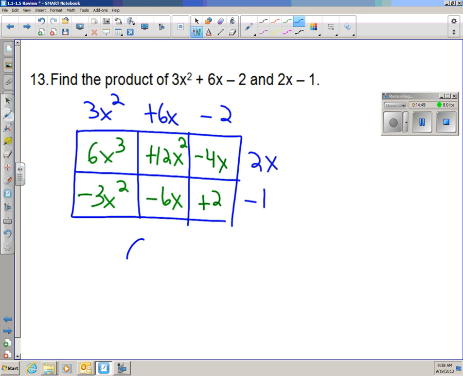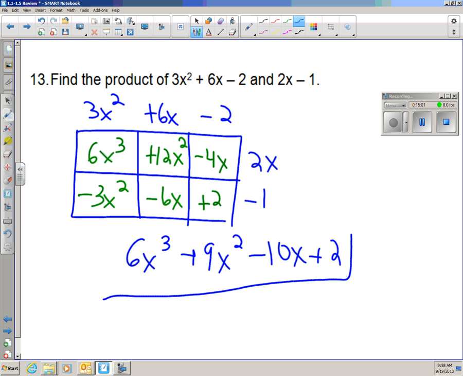Combine like terms, final answer, 6x to the third power, positive 9x to the second power, negative 10x, positive 2.